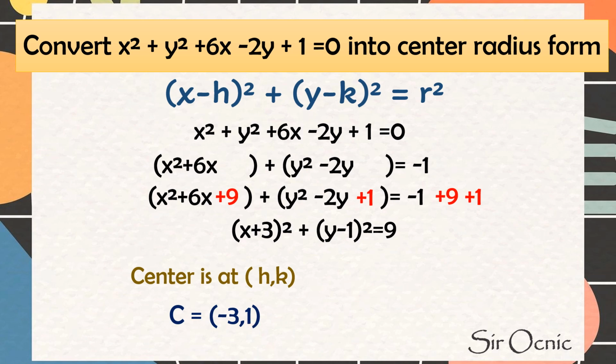Let us now identify the length of the radius. Since r is equal to radius and r² based on the standard form is equal to 9, you get the square root of both sides to get the value of r, and that is r equals 3. Therefore, the center is at (-3, 1) with the length of a radius of 3 units.